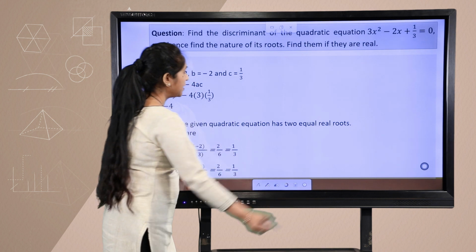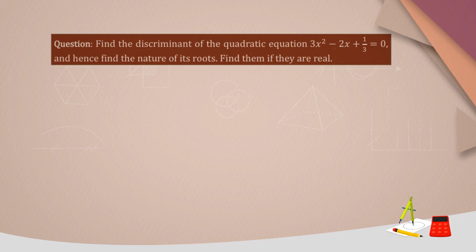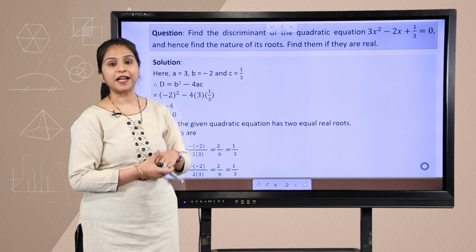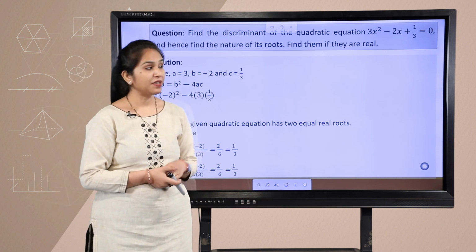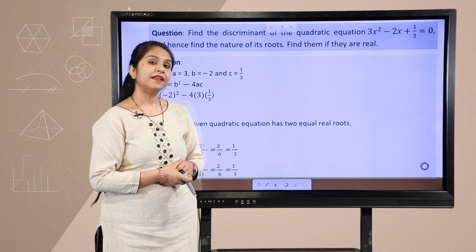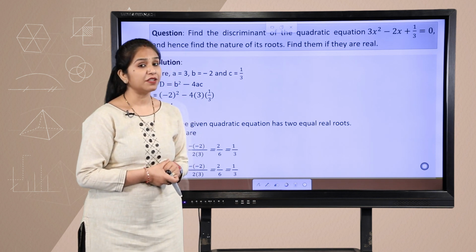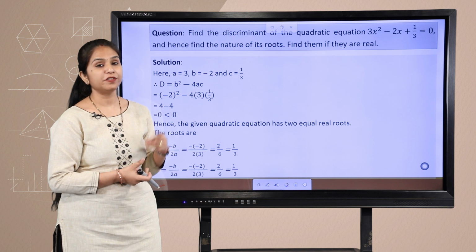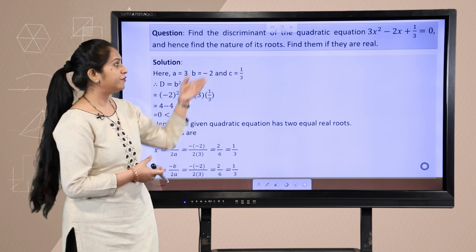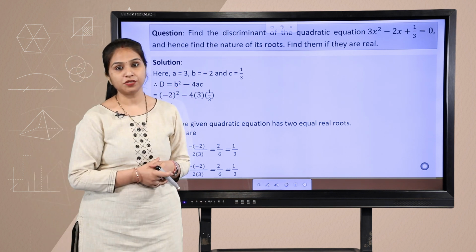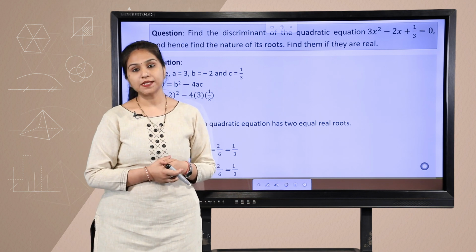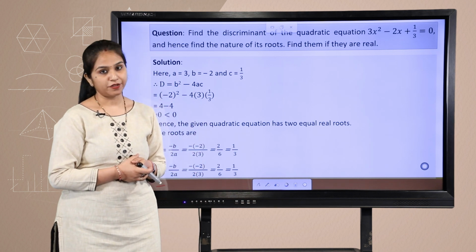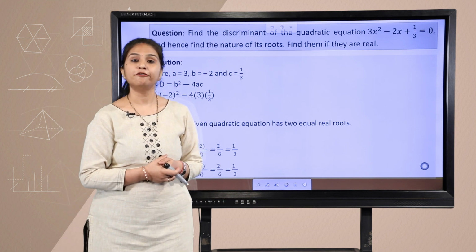Second example. Now children, you can see the equation which is given to you is 3x square minus 2x plus 1 upon 3 is equal to 0, and the condition is: first of all find the discriminant, second step find the nature of root, and after finding nature of root, if the roots are real, find them. So we need to do three things here. So first step, write down your equation, compare your equation with the standard equation, write the value of a, b, c and put the things in the formula.